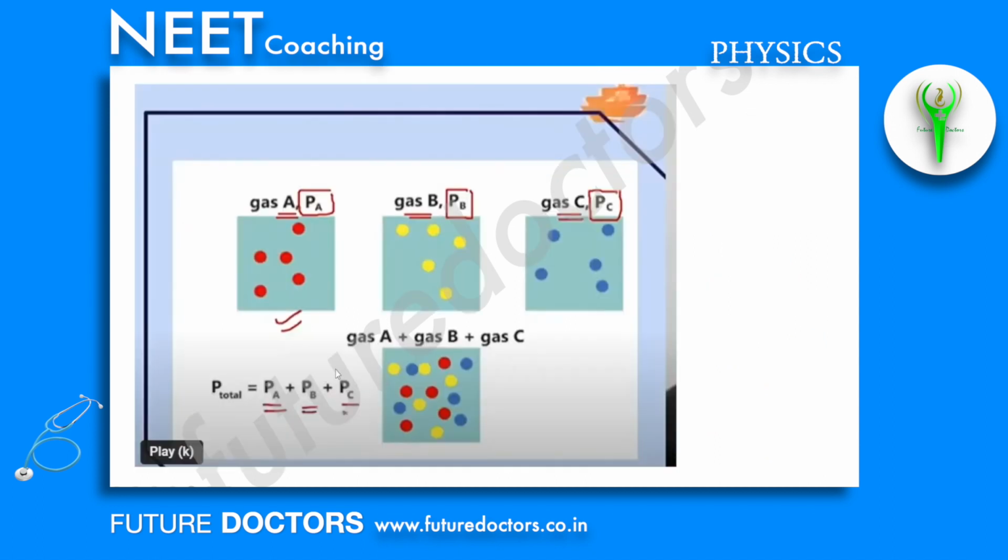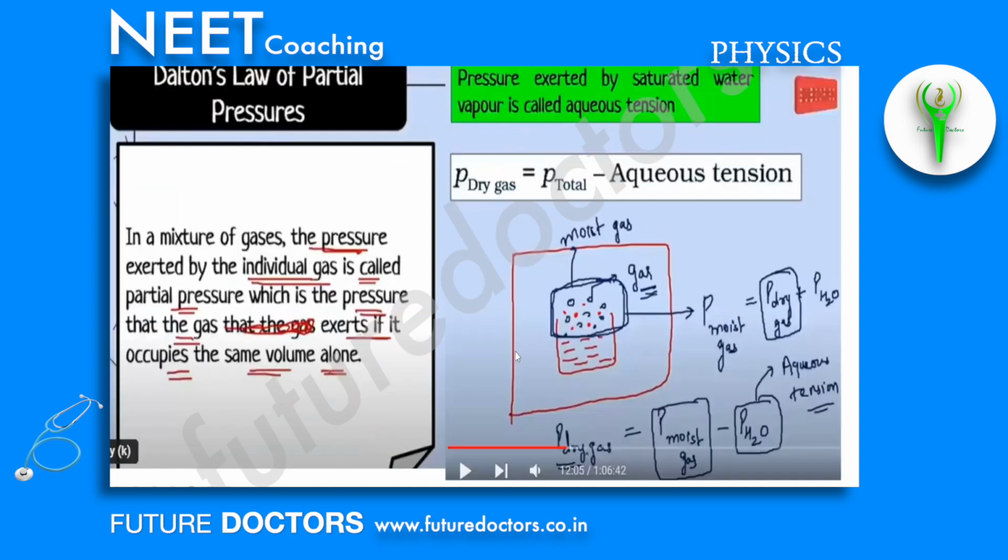It is called the partial pressure of B. It is called the partial pressure of C. So what is Dalton's law of partial pressure? In a mixture of gases, the pressure exerted by an individual gas is called partial pressure. It is the pressure that gas exerts if it occupies the same volume alone.